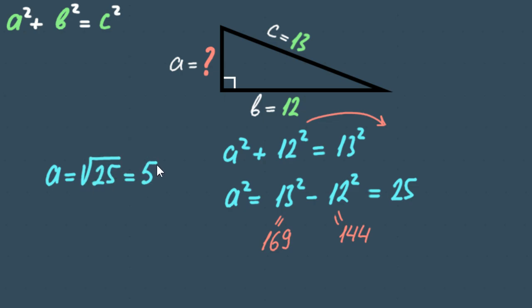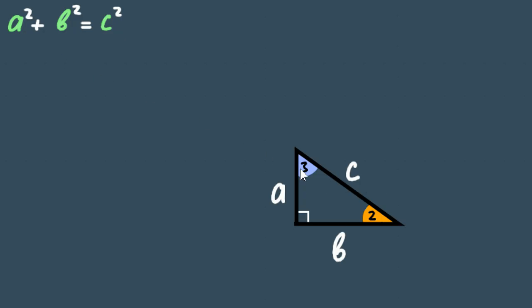Now the proof of this equality. The sum of the angles of a triangle is equal to 180 degrees. Subtract 90 degrees, and the sum of the two acute angles in a right triangle is 90 degrees. We also need the formula for the area of a right triangle. The area of a right triangle is equal to half the product of its legs.